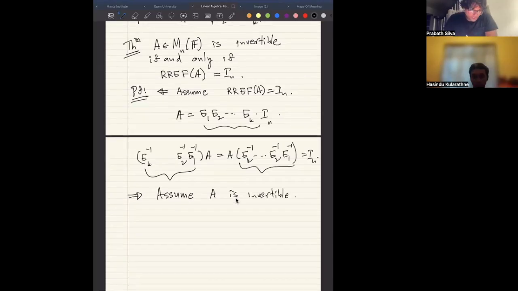Okay, so that means there is some invertible matrix B. Invertible matrices are denoted by GL_n(F). If A is invertible, then there exists another matrix B in GL_n(F) such that AB equals BA equals identity, right? Now you want to use this data to prove that the reduced row echelon form of matrix A is actually identity.